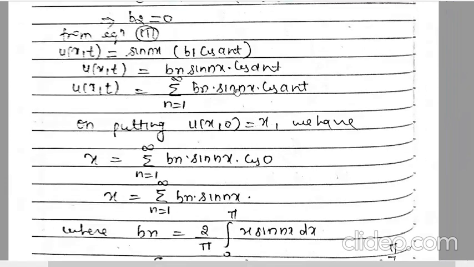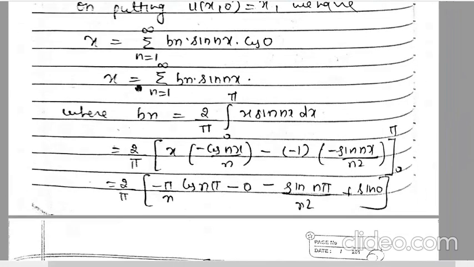So just apply here u(x,0) = x. So u(x,0) means here t is equal to 0. So x is equal to summation n = 1 to infinity bn sin nx into cos 0. So we are getting x is equal to summation n = 1 to infinity bn sin nx, and this is your Fourier expansion. So your bn is equal to 2 upon pi integral 0 to pi x sin nx dx. The 2 upon pi is in your Fourier formula, 0 to L, where L is given as pi here, that means the length of the string. So x is your function f(x) and sin nx is the other function.